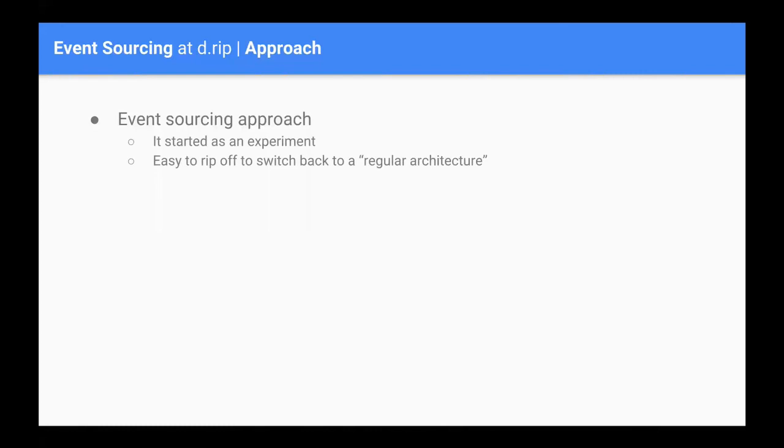It should be easy to switch back to a regular architecture. It should be easy because we only have 6 months to ship. It should be easy for an engineer, like a Rails engineer, to understand what's going on and how to add more events and aggregates and so on to that event sourcing framework.